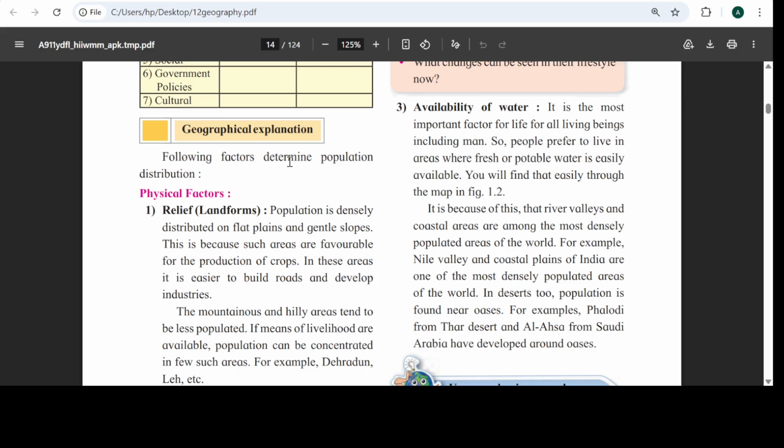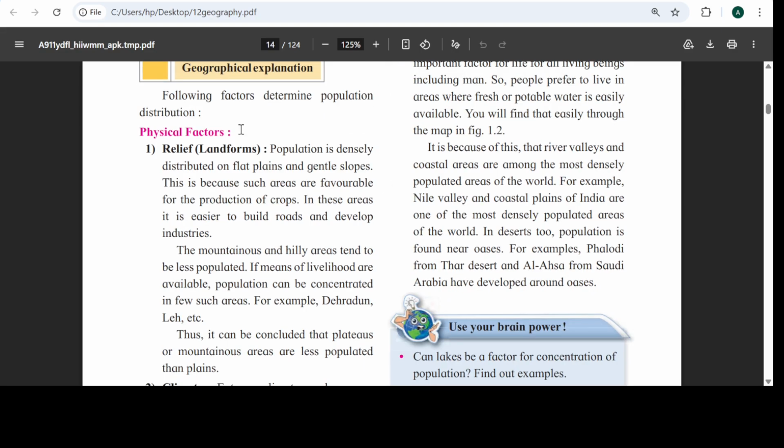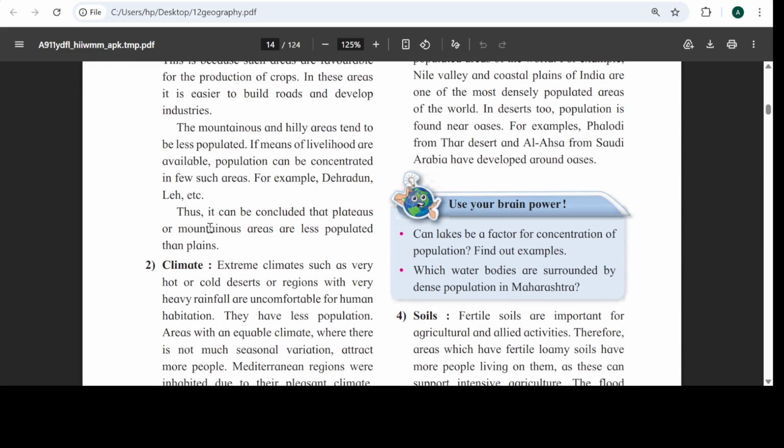Geographical explanation. The following factors determine population distribution. Physical factors: relief, landforms. Population is densely distributed on flat plains and gentle slopes. This is because such areas are favorable for production of crops. In these areas, it is easier to build roads and develop industries. The mountainous and hilly regions tend to be less populated. If means of livelihood are available, population can be concentrated in a few such areas, for example, Dehradun, Leh, etc. Thus, it can be concluded that plateaus or mountainous areas are less populated than plains.